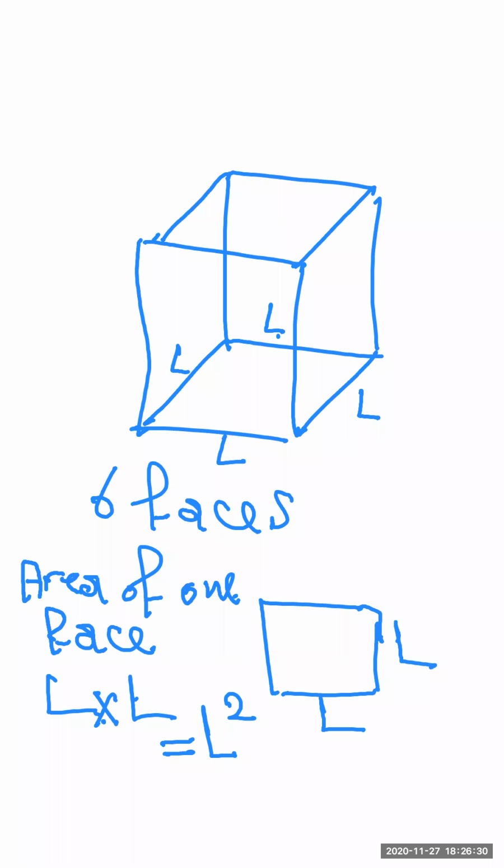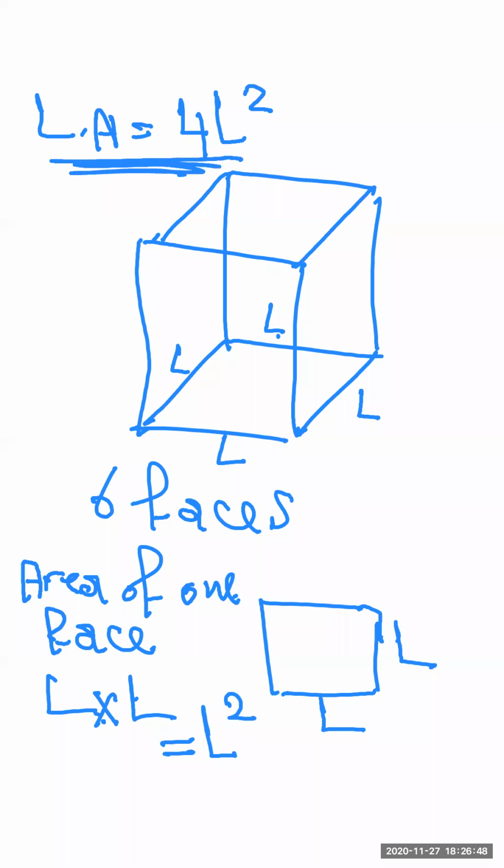Okay? Lateral area. Lateral area equals 4L squared. Okay? So that one, guys, is the lateral area. Then the total area, of course, it will equal the area of its 6 faces. So total area will equal 6 faces times the area of one face, so 6L squared.